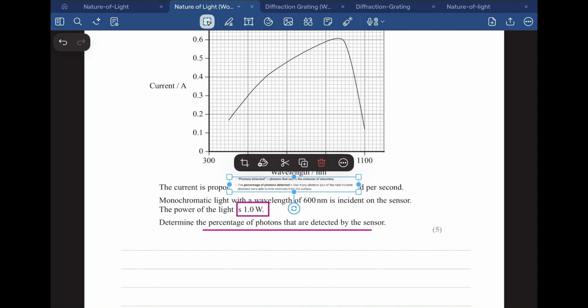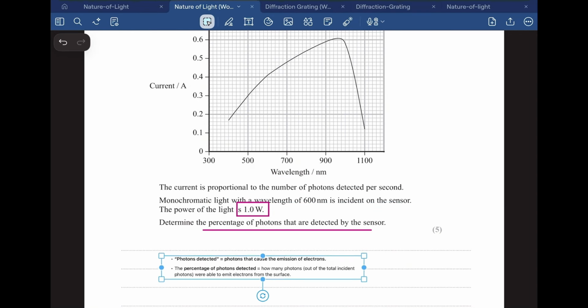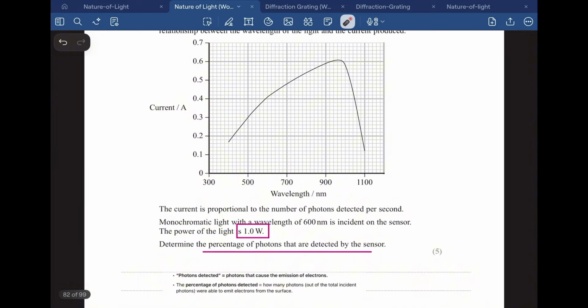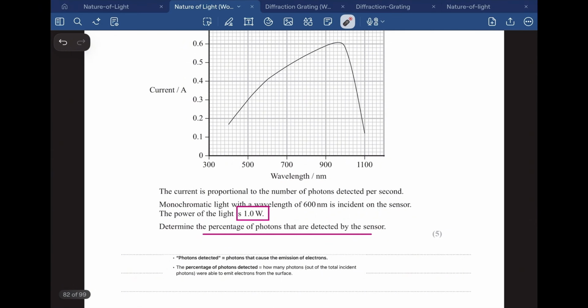What are photons detected actually? They are saying right here photons that are detected. Photons detected means photons that cause the emission of electrons. We know the photons that will be incident on the area, but not all of the photons will be responsible to emit the electrons. Only the photons that are able to emit electrons are going to get detected by the sensor.